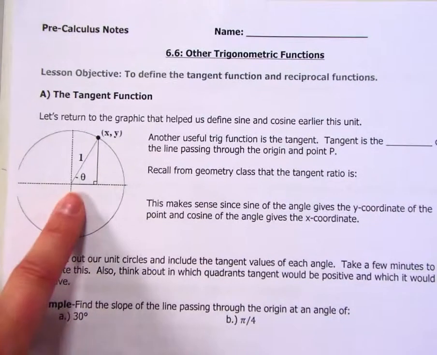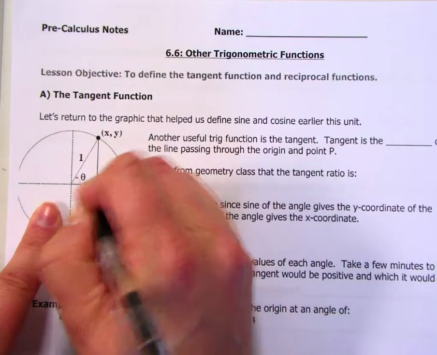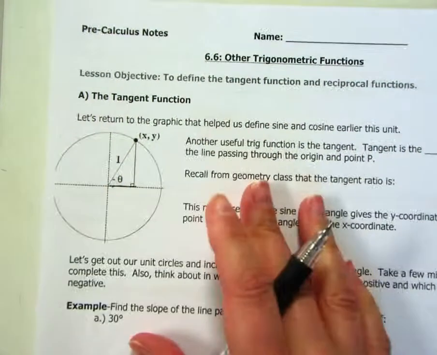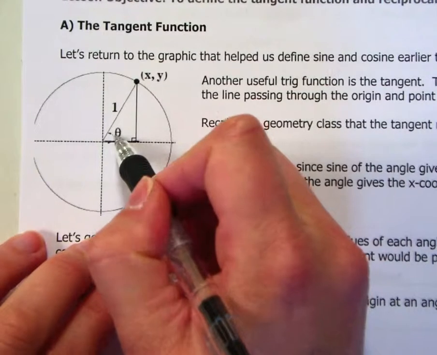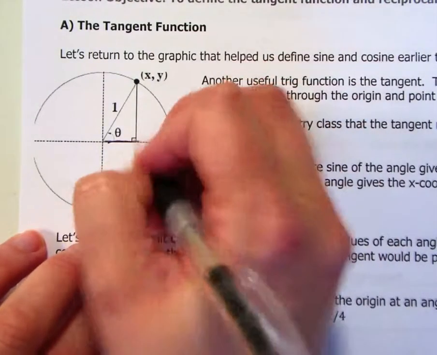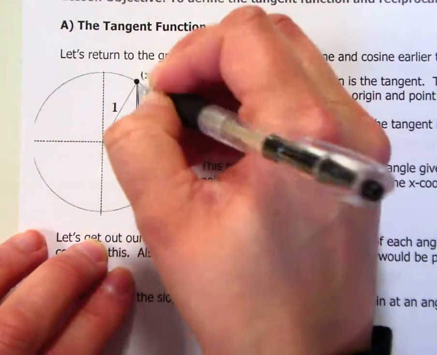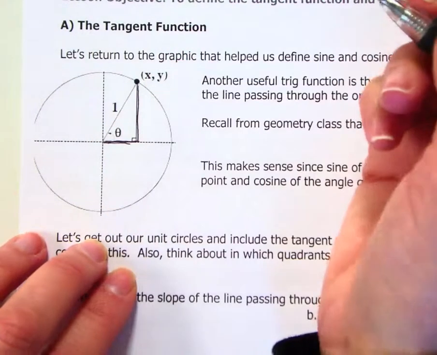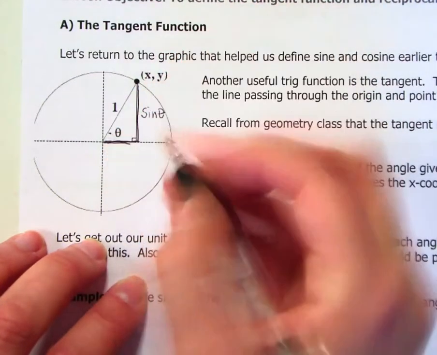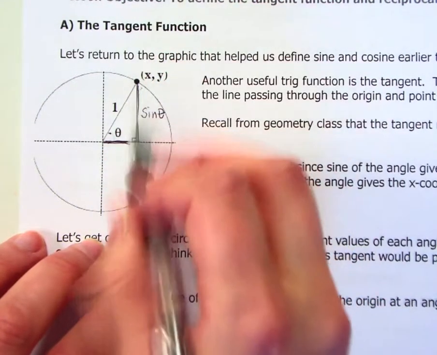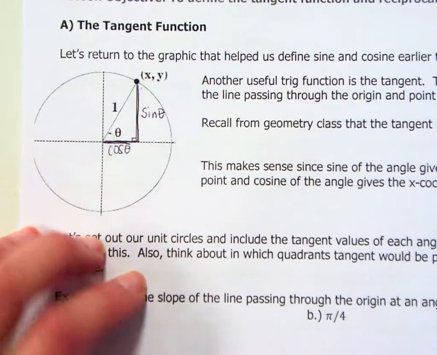So we know that in this picture of our unit circle, with respect to our angle theta, that sine is equal to our x or y. That's a question. X or y for sine? Y. So I'm going to put sine of theta for my y distance, and we know that cosine of theta is our x distance.